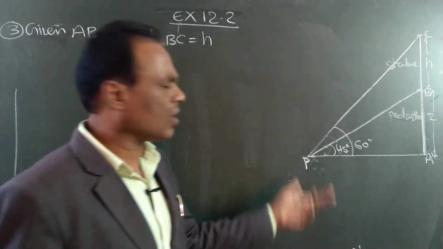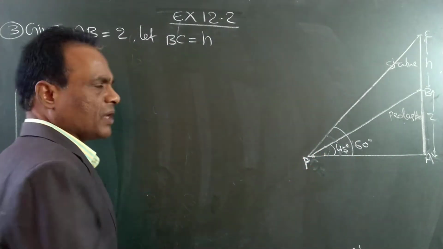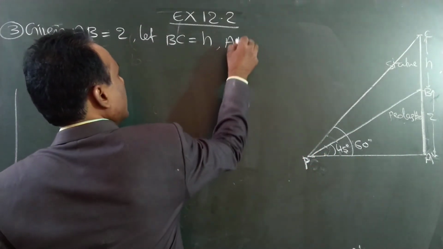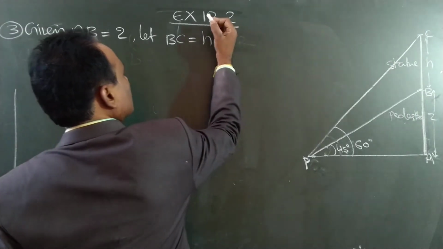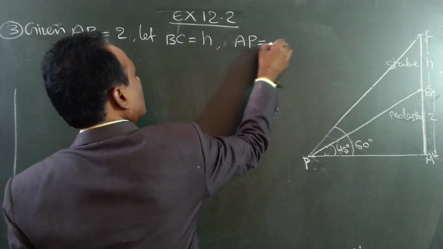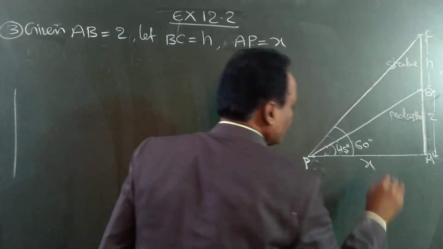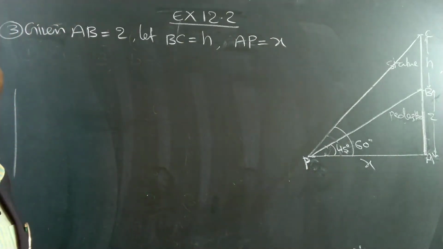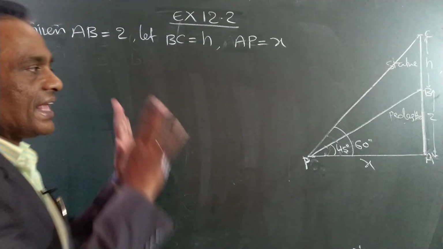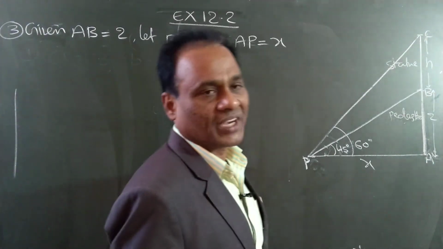This is also not there, but we have to take some number. Let AP is equal to x. This I am taking as x. Now, introduction of the diagram is over.